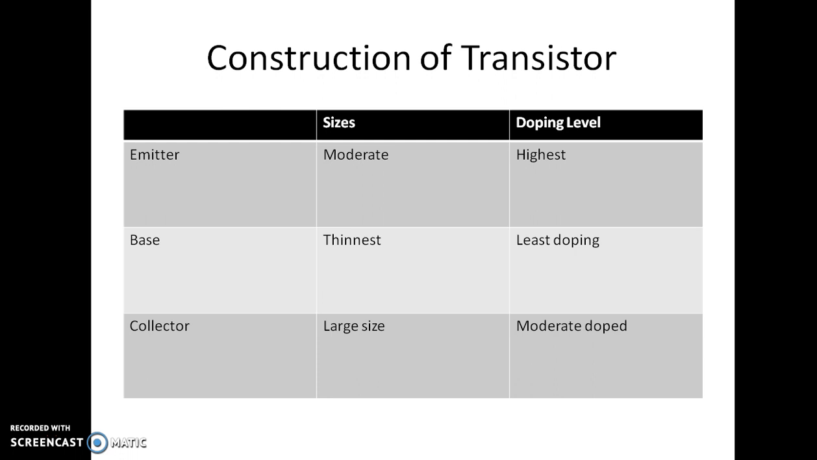Why do we consider such parameters? It is used to improve the efficiency of the transistor. We will discuss in the next slide why such parameters are taken.